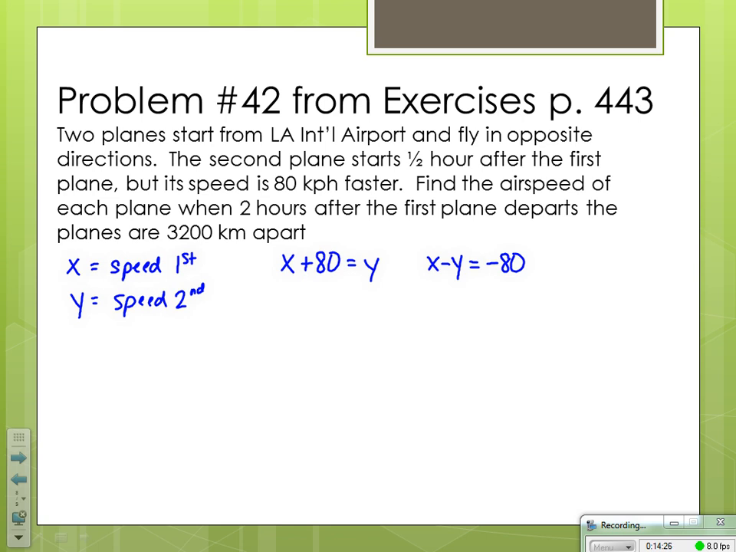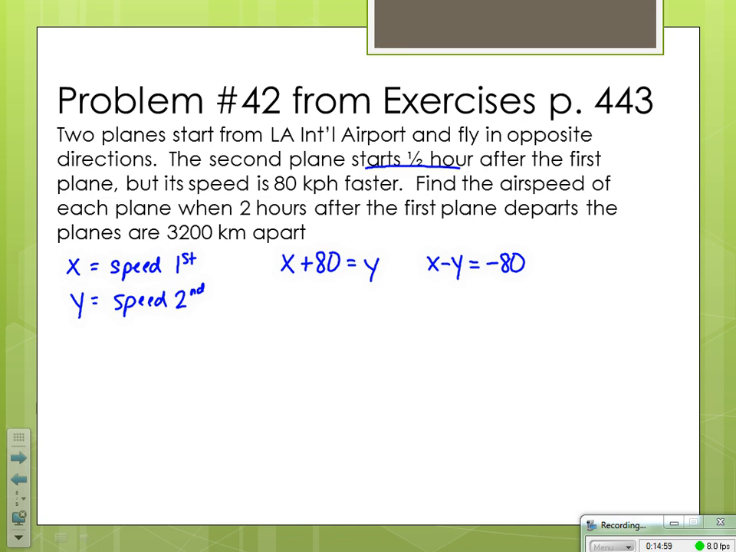All right, now what else do we know? It says find the airspeed of each plane when 2 hours after the first plane departs, the planes are 3,200 kilometers apart. So we know that the first plane went for 2 hours, and we know that the second plane took off a half hour after that. So we technically know how long the second plane was flying as well. The first plane flew for 2 hours, but the second plane flew for only an hour and a half. It was a half hour after that that one took off.